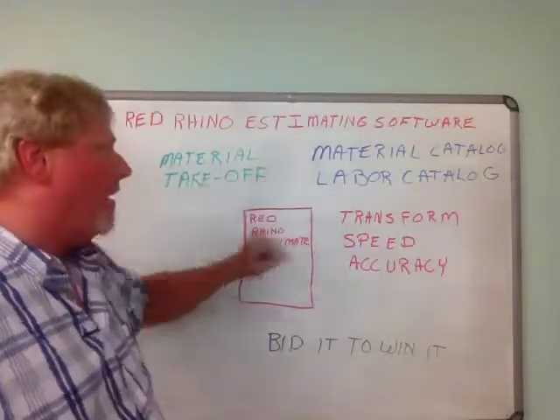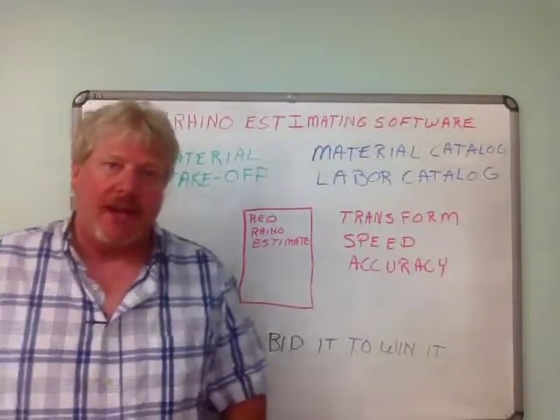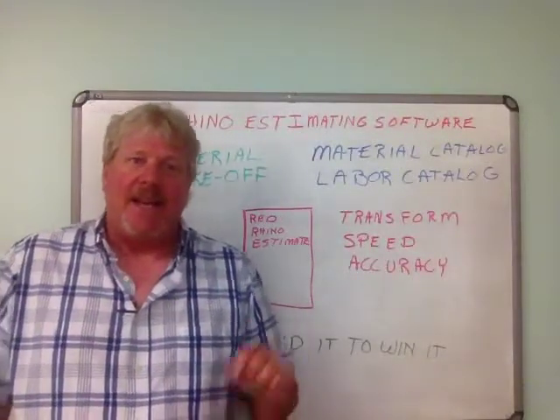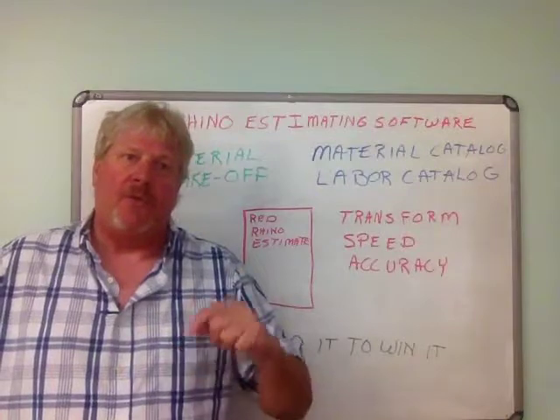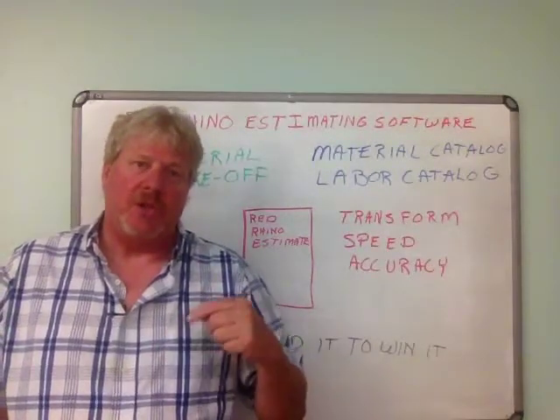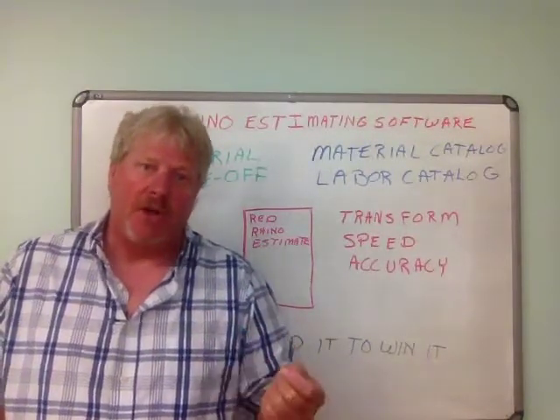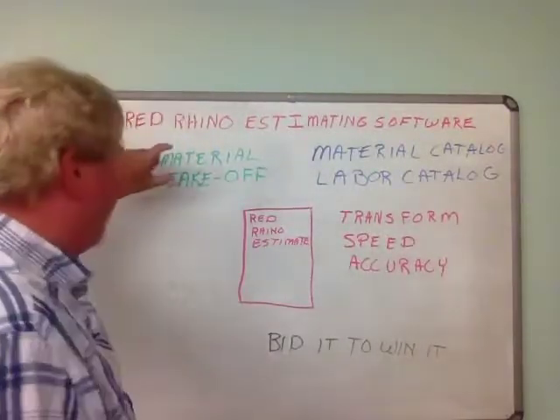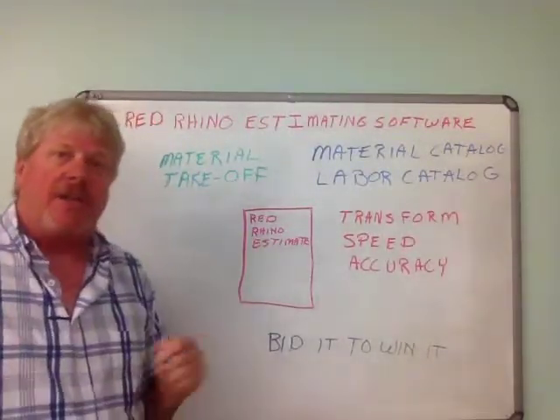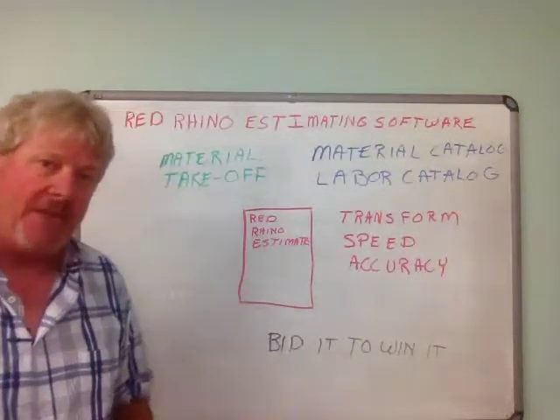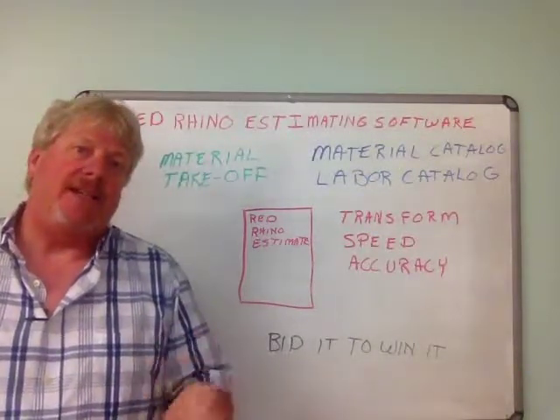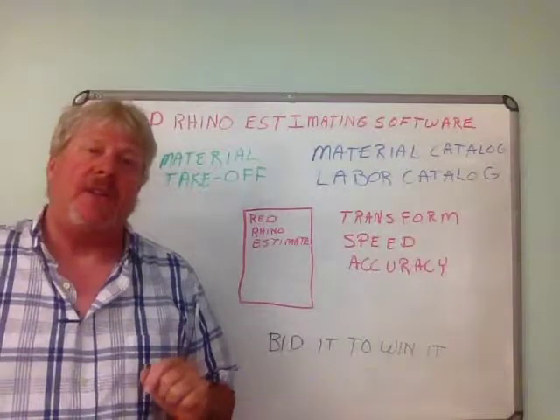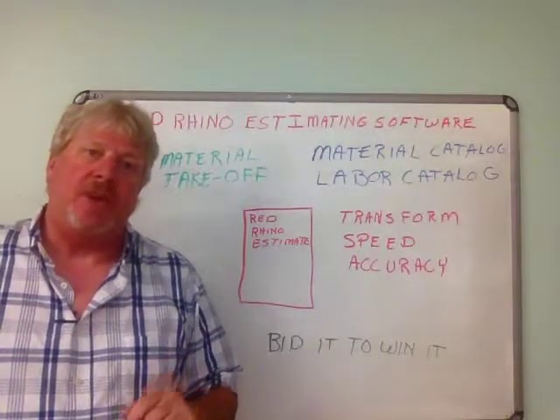Now, Red Rhino also has a thing called a labor catalog. All that means is it has the labor built in for the time it takes to install certain materials. So, that's a quick overview of how it works. The basis of estimating software is that you have to do a material takeoff. That means you make an exact list of the materials that you have to install on the job.